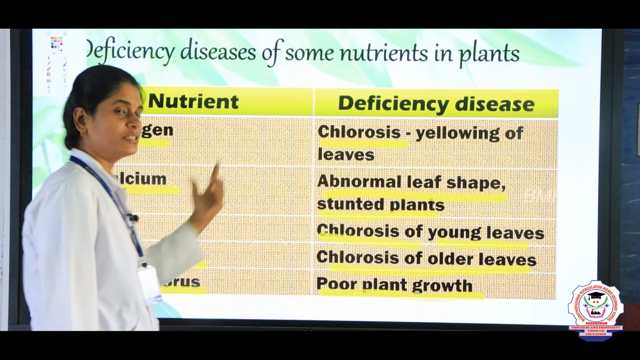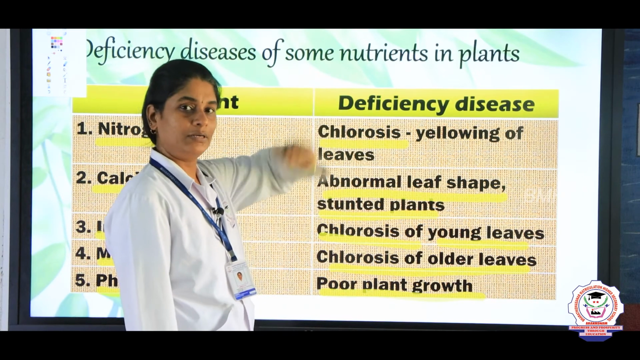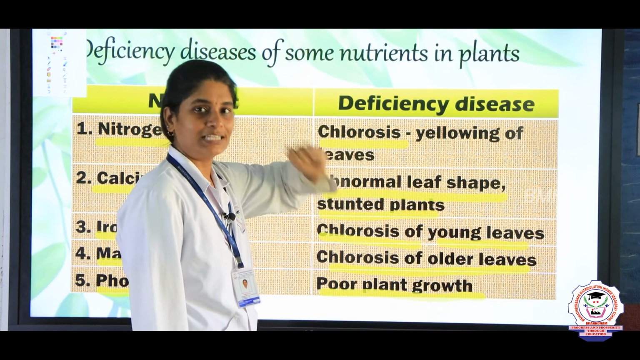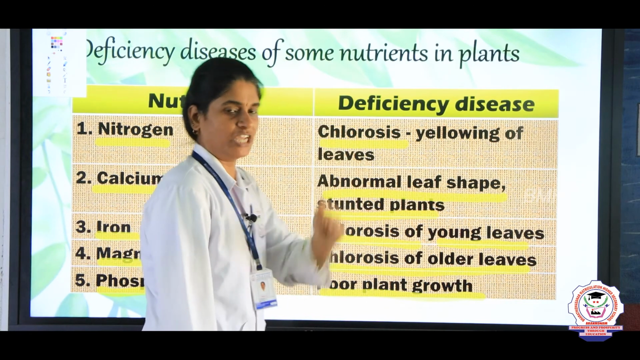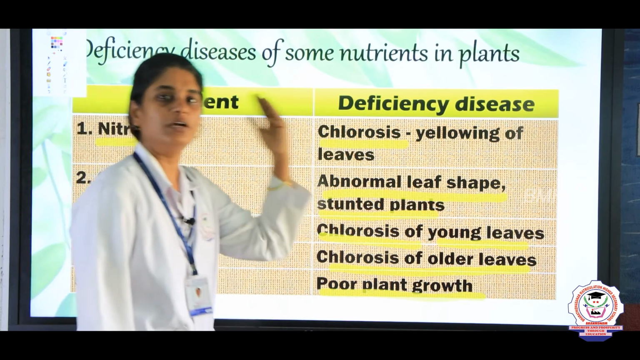Okay, so calcium is important to increase the height of the plants as well as for a normal leaf shape. Okay, and phosphorus is important for the growth of the plant.